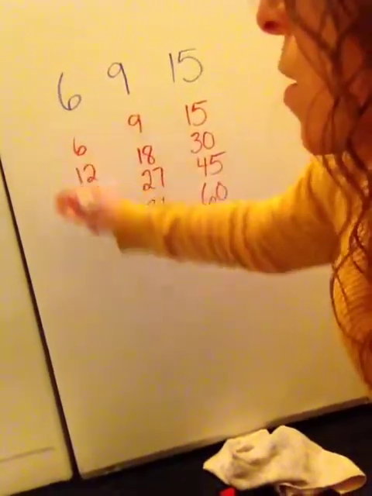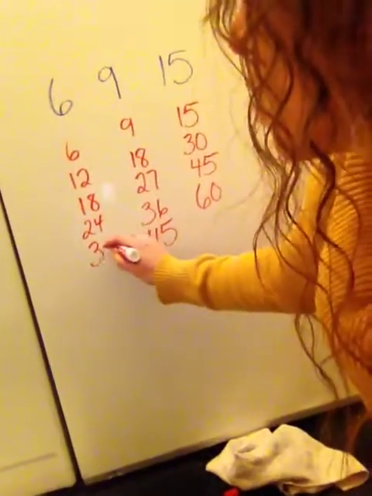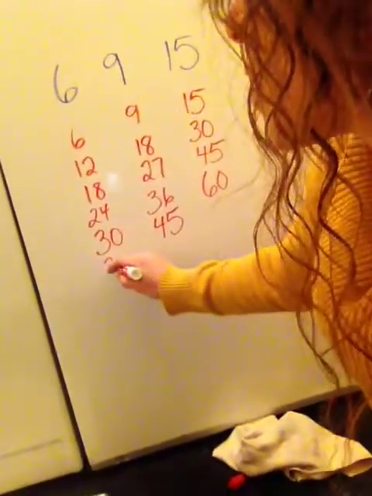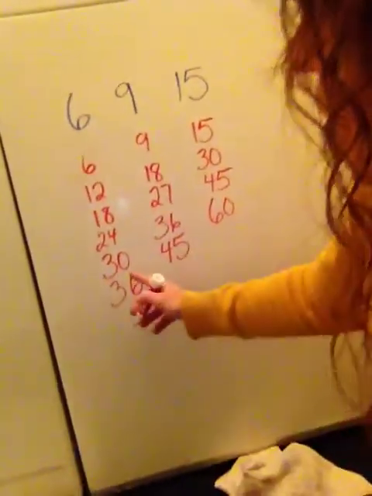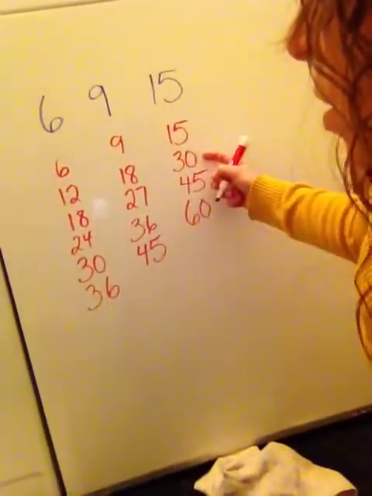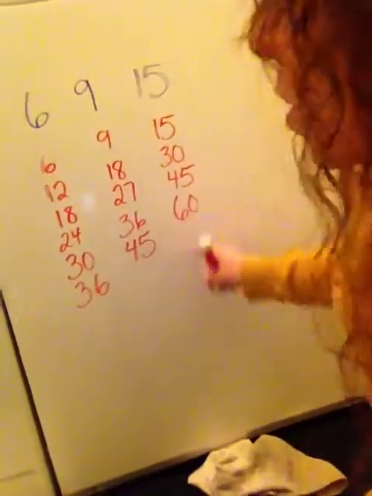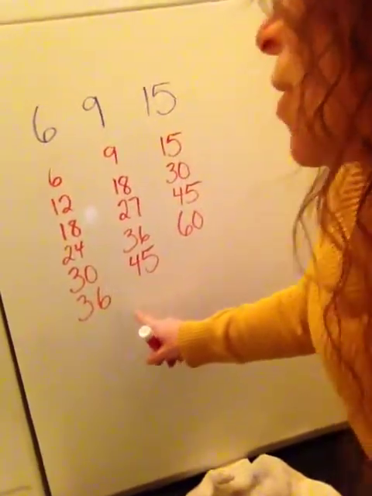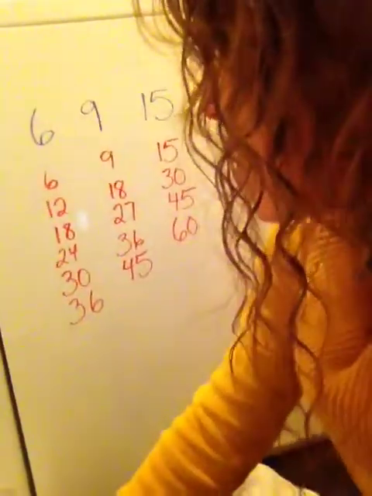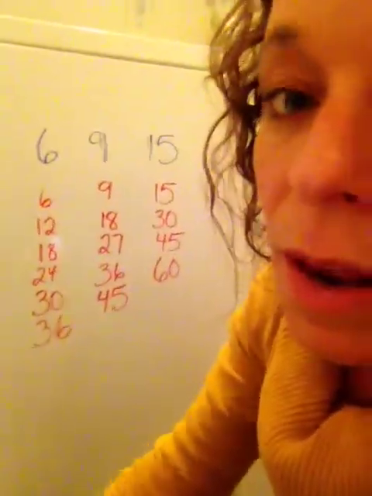4 times 6 is 24. 5 times 6 is 30. 6 times 6 is 36. Oh, we have 36. Notice, this one has 30 and this one has 30, but this one doesn't. This one has 36 and this one has 36, but this one doesn't. This one has 45 and this one has 45. This one doesn't. They all three have to have the same number.